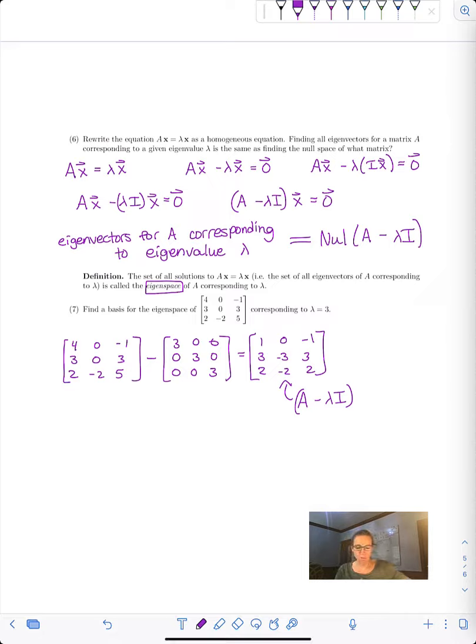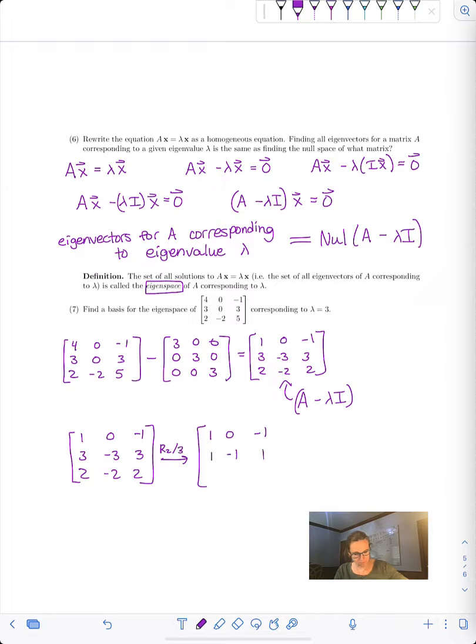And so we want to find the null space of that, and we want to find a basis for it. We know how to do that. We're going to row reduce. So let's row reduce here, and we can take row 2 divided by 3. And you'll notice that row 2 is the same as row 3. I'm going to save us some time and just write it like this.